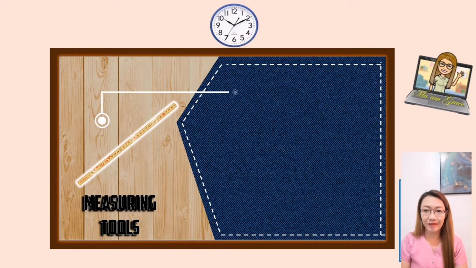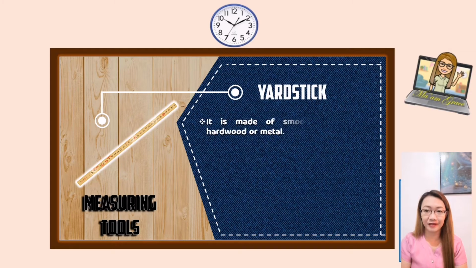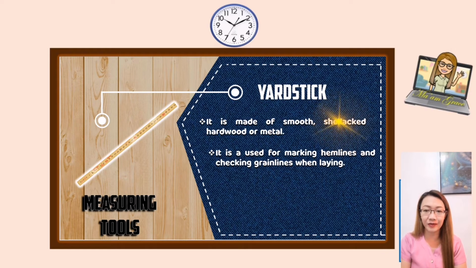Next, let's have the yardstick. It is made of smooth, shellacked hardwood or can be made of metal. It is used for marking hemlines and checking grain lines when laying out patterns.